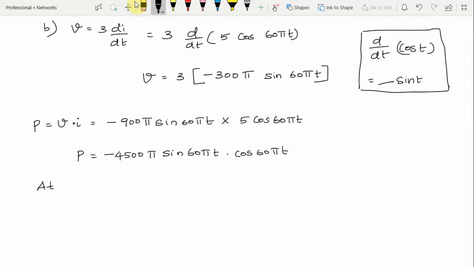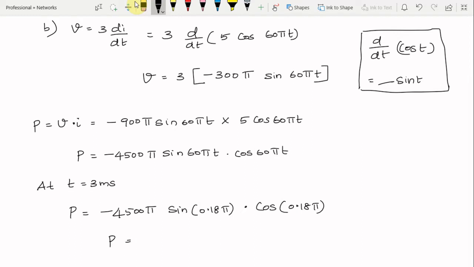Now at t is equal to 3 milliseconds, if you apply the value of time in the expression of power, we will get minus 4500 pi sine of 0.18 pi into cosine 0.18 pi. So if we solve this, we will get the answer of the power is minus 6.396 kilowatts.